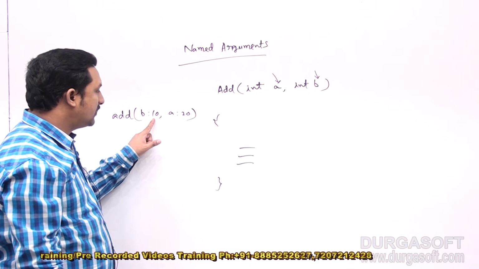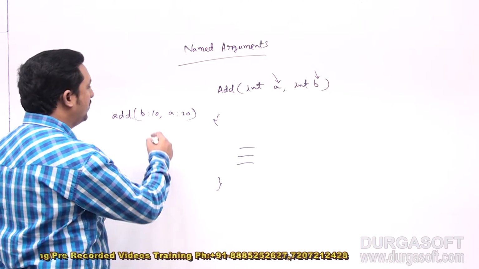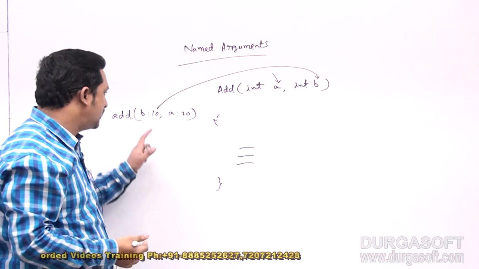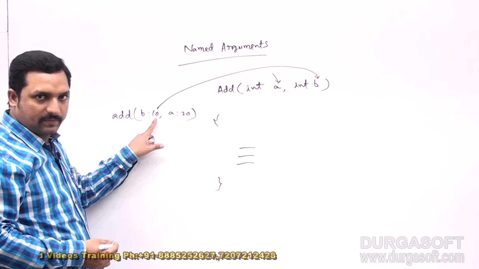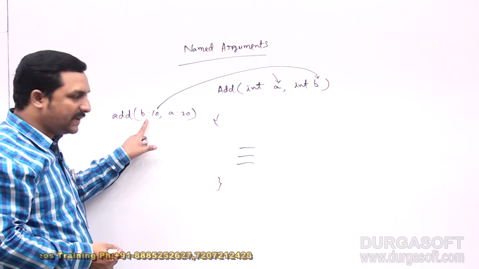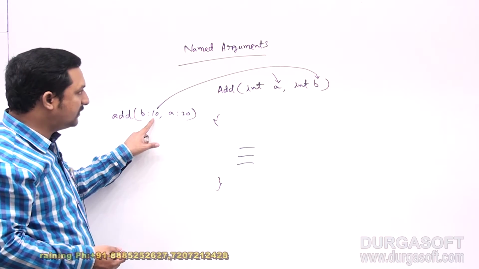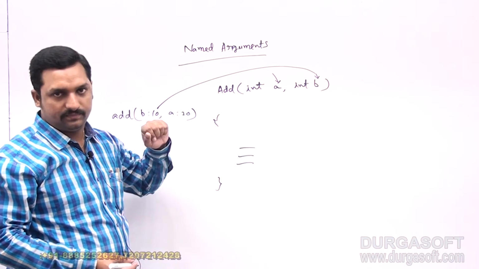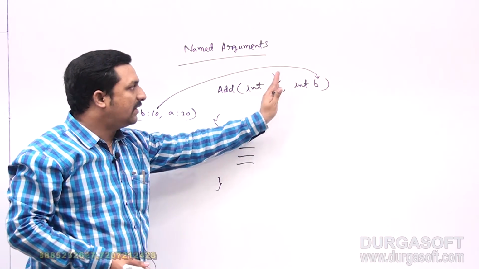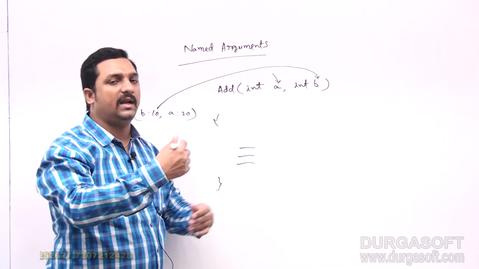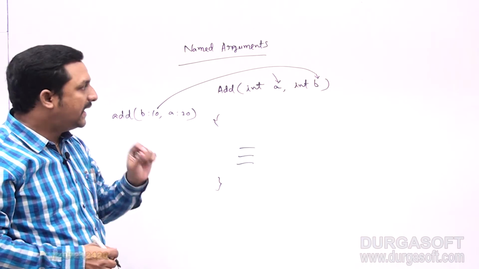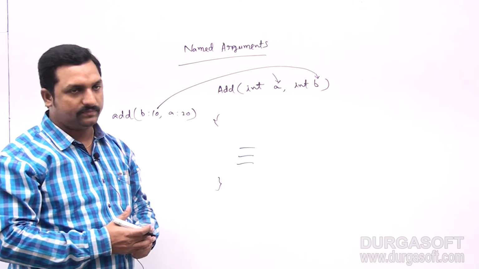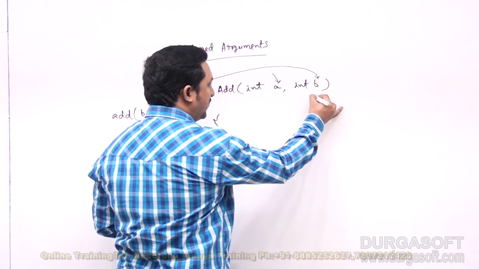That 10 will be going to which one? B. The value 10 will go to B. Why? Because you have mentioned clearly B colon 10. That means the value 10 should go to B. At that time the position of B, the order, doesn't matter. The B may be present here or here or here, maybe in any place. The order doesn't matter. Exactly where that name is matching, to that place it will go. That's why the B value is now 10.